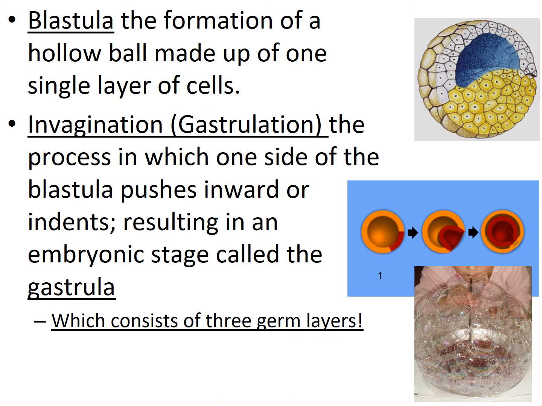So the development of the zygote does come in stages. One of the first stages you have to know is called the blastula. The blastula is a formation of a hollow ball made up of single cells, as you see here. It's single cells, and everything's multiplying.